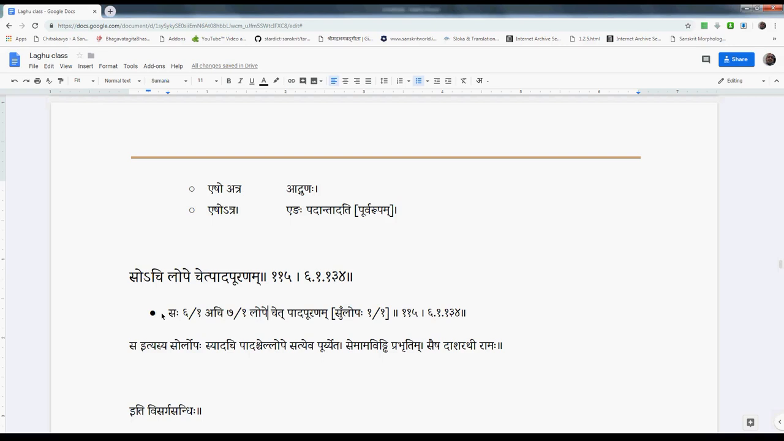So let me explain. In the vritti he says sa ityasya, where saha is in quotation: saha ityasya sor lopah syad, achipare padascheed lope sati eva puriyate. How do you understand this? Lope sati chet, where this saptami is sati saptami: lope chet eva padapuranam bhavati.